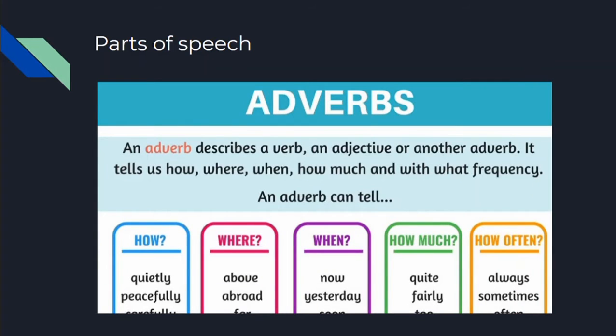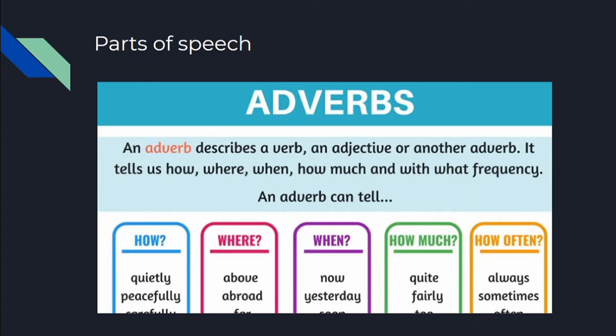The next one is adverbs. An adverb describes a verb, an adjective, or another adverb. It tells us how, where, when, how much, and with what frequency. For example, to tell someone how, we can use cutely, peacefully.